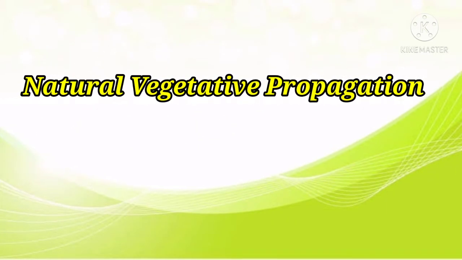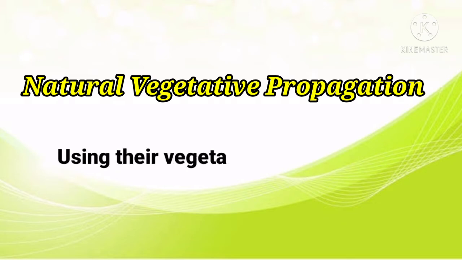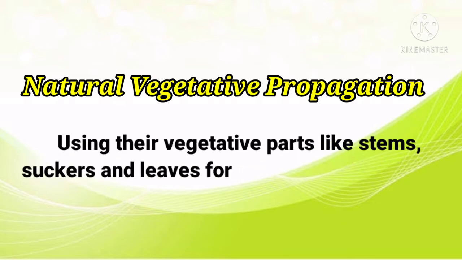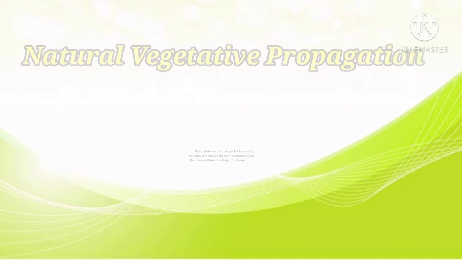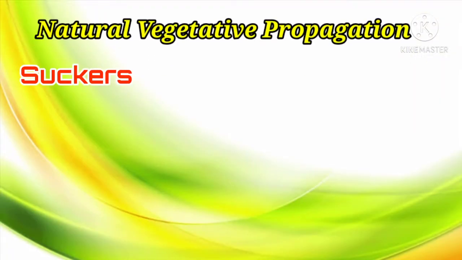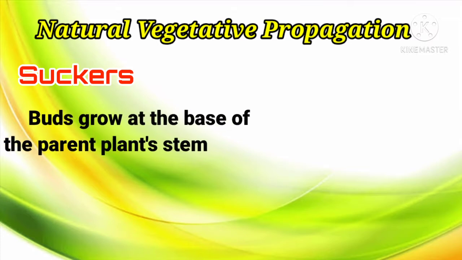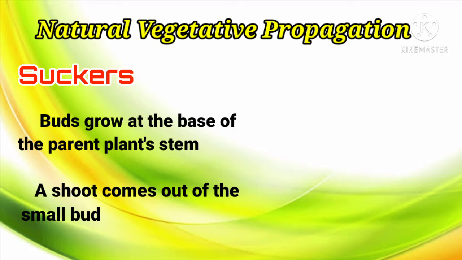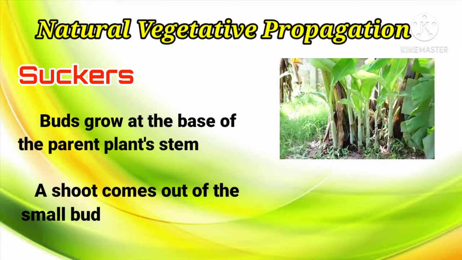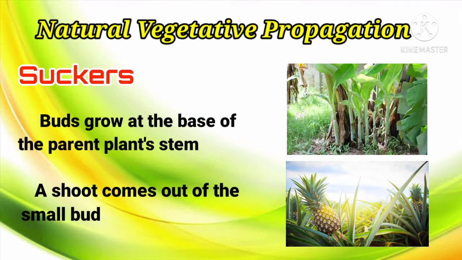Natural vegetative propagation means the use of vegetative parts of the plant like underground stems, suckers, and leaves for plants to propagate on their own without the help of humans and other interventions. The following are some examples. The first one we have is a sucker. Suckers have buds that grow at the base of the parent plant stem. Then, a shoot comes out of the small bud. Examples of these are bananas and pineapples.